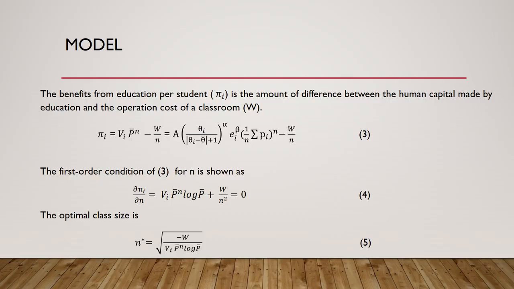That is, the more individual learning environments increases, the smaller the optimal class size becomes. In addition, the optimal class size becomes smaller when the deviation of individual ability to understand from the average level in the classroom is small. In contrast, the higher the operating cost, the larger the optimal class size becomes.